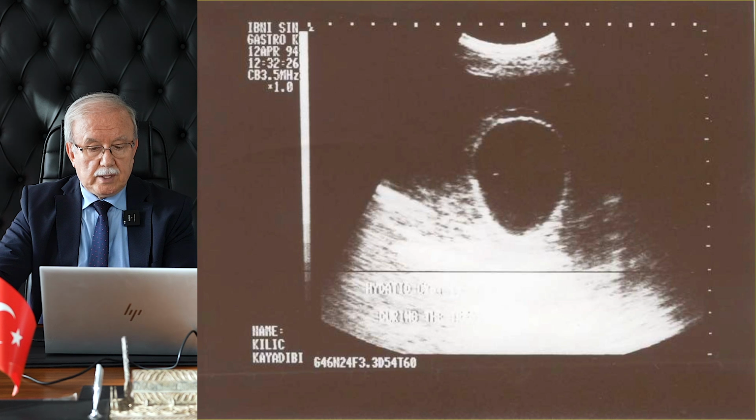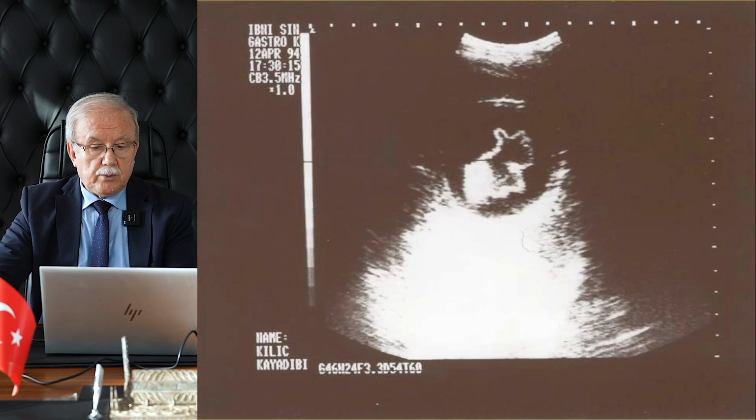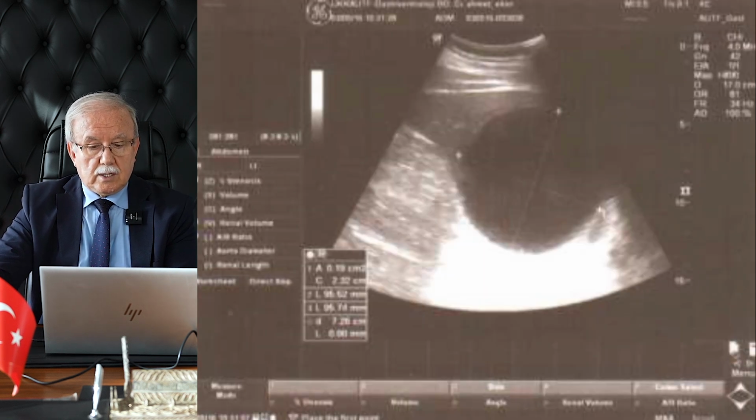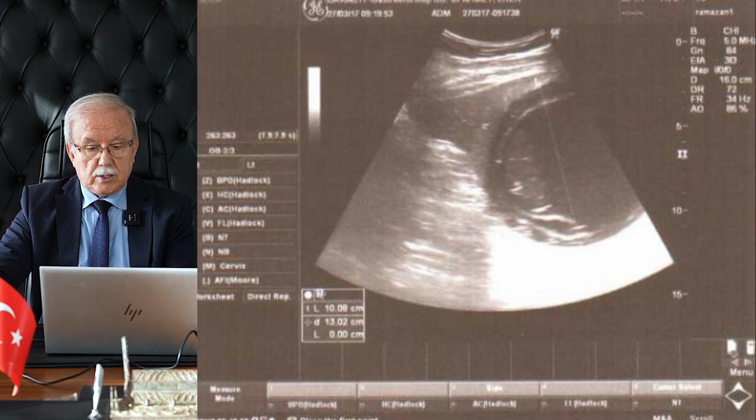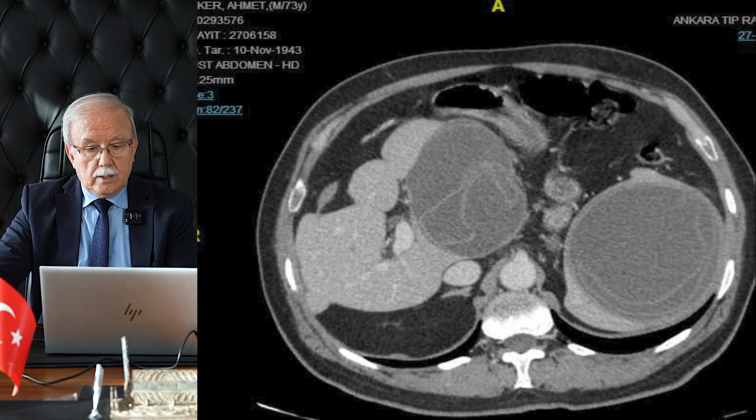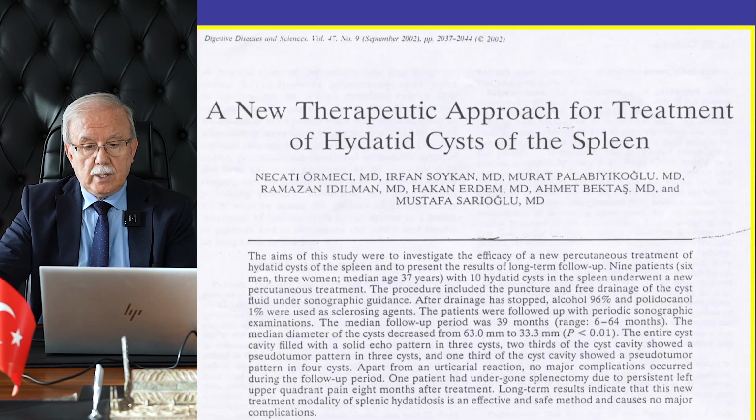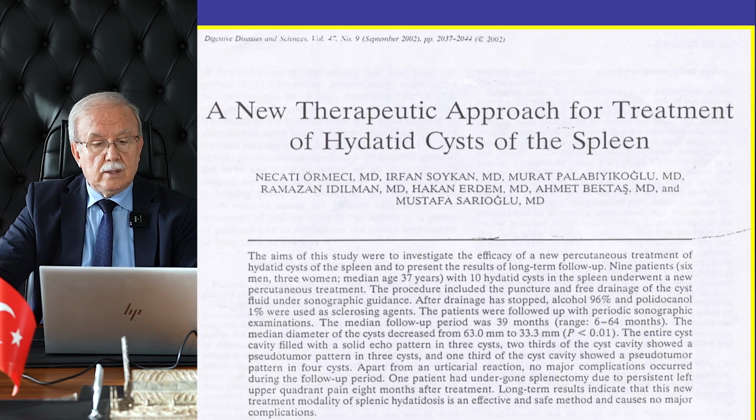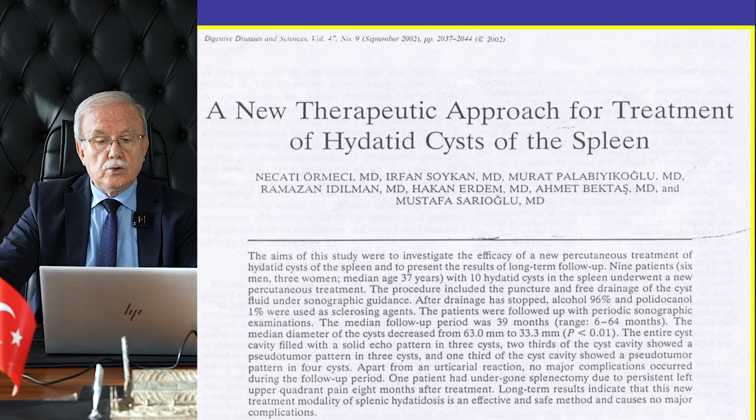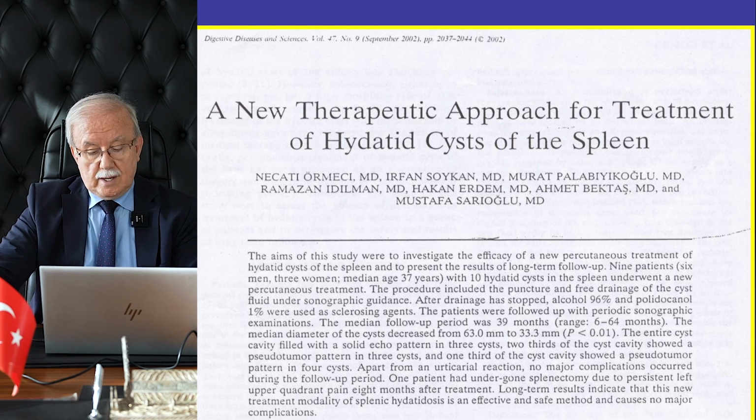Another spleen cyst, type 1. After treatment, just shrinkage, and the germinative membrane detached from the wall. This is another one, type 1. After treatment, the membrane detached. In this patient, both liver and spleen had hydatid disease. After treatment, as you see here, the germinative membrane detached from the wall. The spleen work was published in 2002 in Digestive Diseases and Sciences.